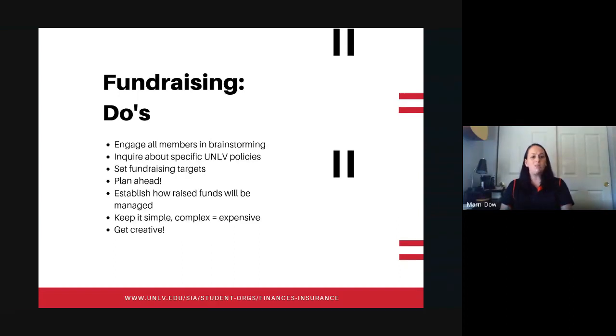We want to encourage them to set fundraising targets that are aspirational but attainable. So that's great if they have a goal of fundraising $20,000, but if they only fundraised $1,000 last year, that might be too aspirational. So figuring out the balance of that, but we want to make sure it's something that they can push themselves to reach.